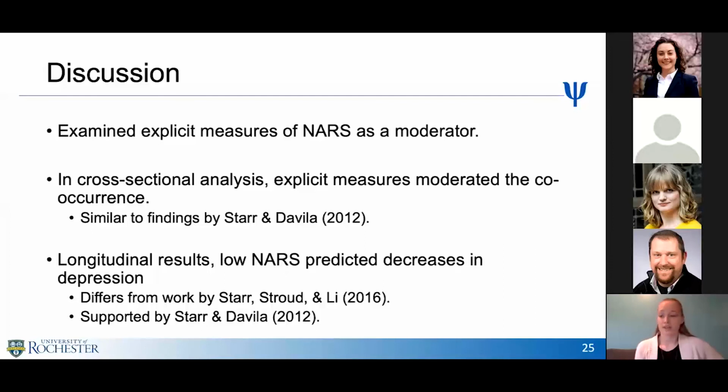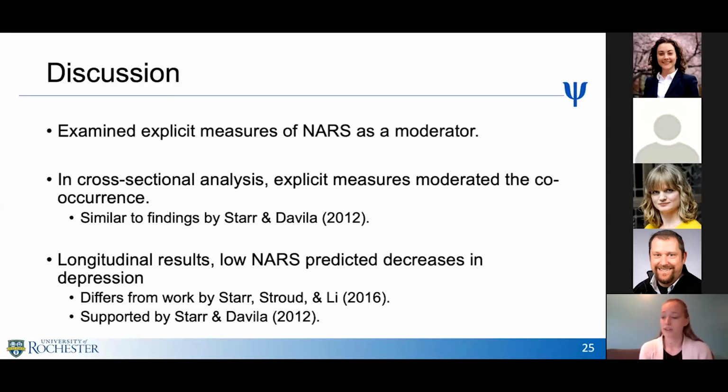So the current study also examined NARS as a moderator in the relationship between anxiety and depression. Explicit measures did appear to moderate the co-occurrence, implying that individuals who had a higher tendency to ruminate and make hopeless inferences about their anxiety experienced more depressive symptoms at the same time. And previous work has found similar results, that high NARS increases the association between anxiety and depression.